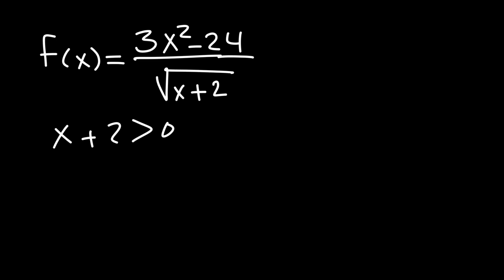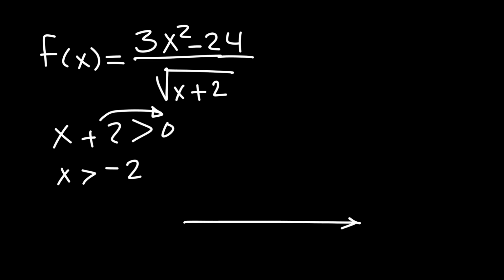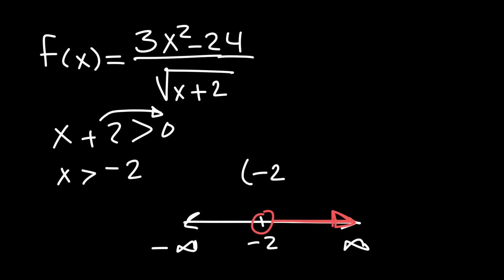So let us solve this inequality. x plus 2 greater than 0, taking the 2 to the other hand side, then x will be greater than negative 2. Now we will draw the number line. We have minus 2, minus infinity, infinity. Since we have x greater than negative 2, we have to make an open circle because we don't have an equal sign here, and we will have to mark all the real numbers greater than negative 2. So in this case, the domain for this question will be negative 2, parentheses, of course, to infinity.